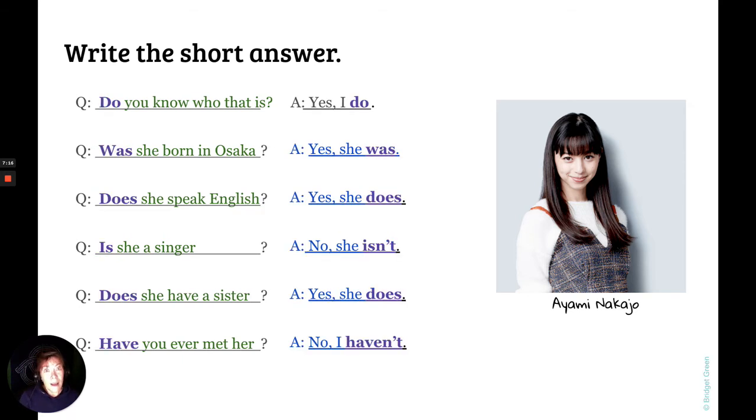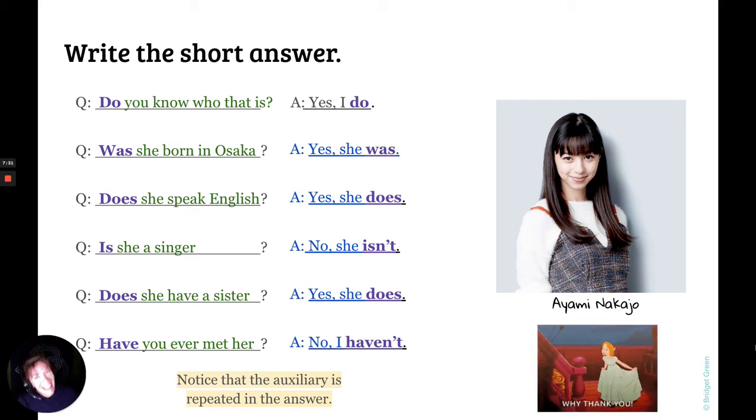Nice. Okay. Now, notice this. Of course, you already noticed. But do you see that here the auxiliary is repeated in the short answer? Of course you did. Okay, good job. It's so easy.